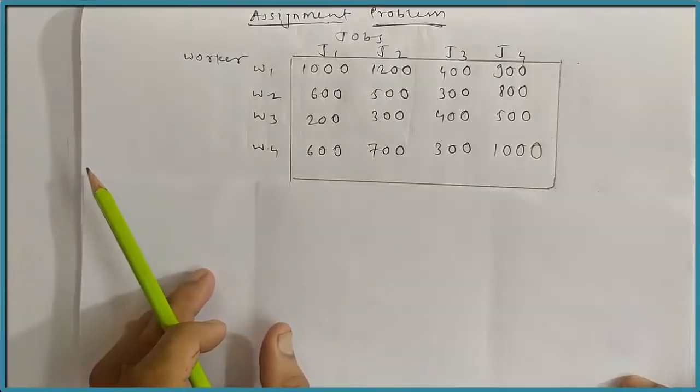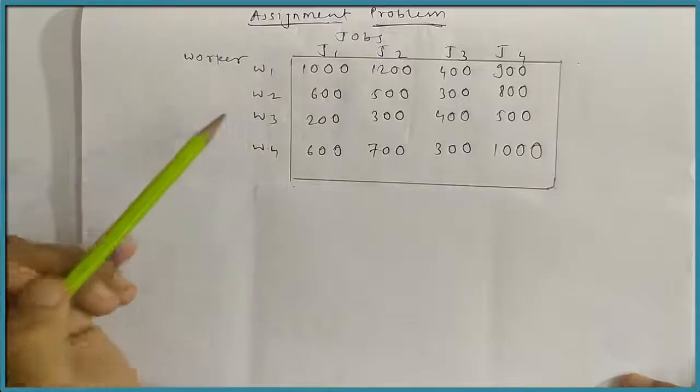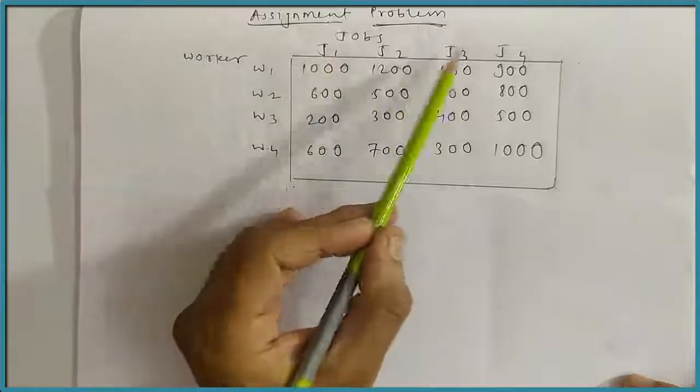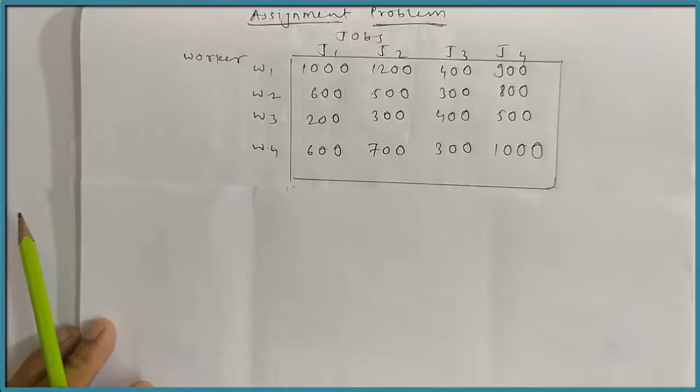First of all, check the number of rows and number of columns in the given problem. The number of rows is equal to 4 and the number of columns is equal to 4. Therefore, we can say that the number of rows is equal to the number of columns and this is a balanced assignment problem. In this assignment problem, the first step is the row reduction. For the row reduction, first of all identify the smallest element in each row and subtract that smallest element from each element of the row.